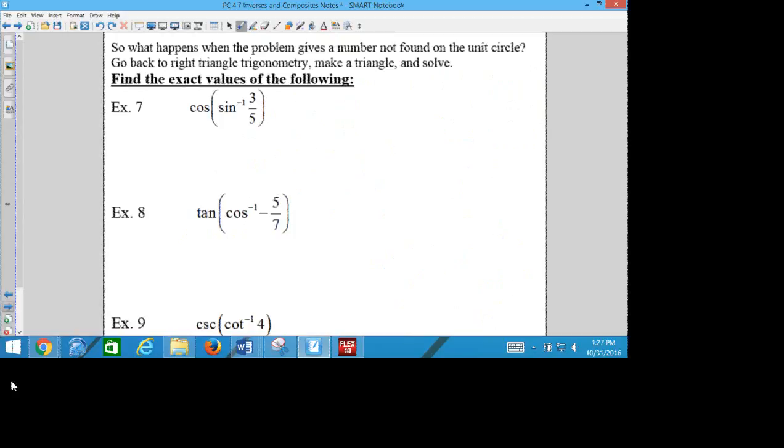All right, the last ones, we do not need the unit circle for these because they are not on the unit circle, so you have to draw the picture. So sine inverse 3/5. We're trying to find where sine is 3/5. One thing I do know is that it's the first quadrant. It's positive, so I know it's the first quadrant. I also know that sine is y over r, so I know that my y value is going to be 3 and my r value is going to be 5.